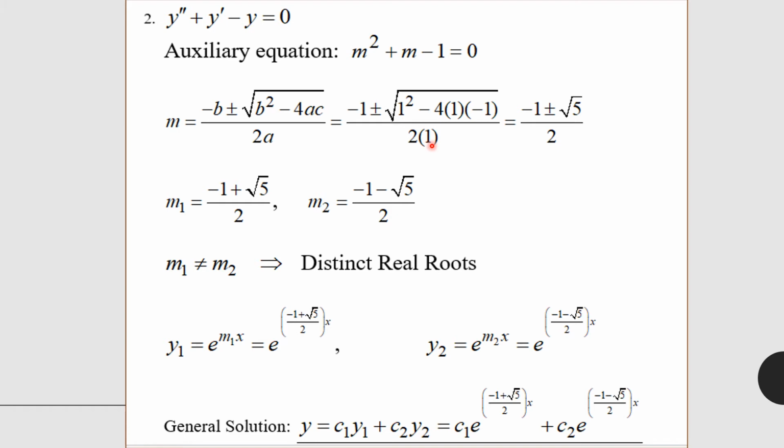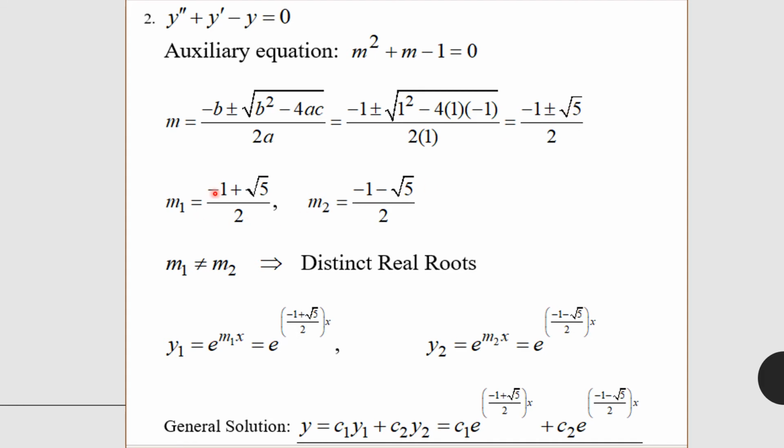Now after we have simplified this expression, we get negative 1 plus or minus, now 1 plus 4 is 5, so negative 1 plus or minus square root of 5 divided by 2. So notice that we have already obtained two roots. The first root is where we consider the plus sign of the radical. The second root is where we consider the negative sign of the radical.